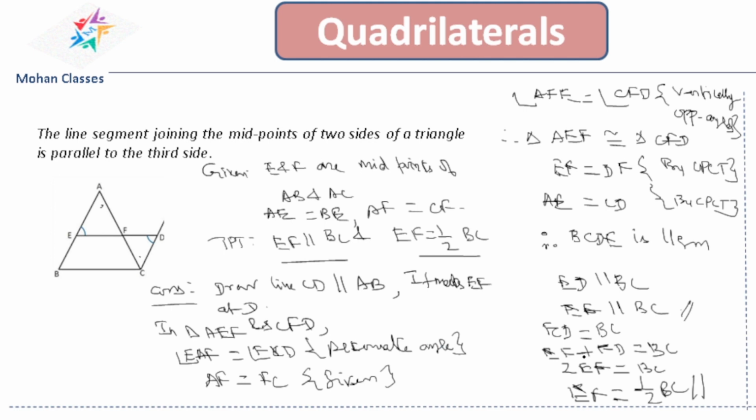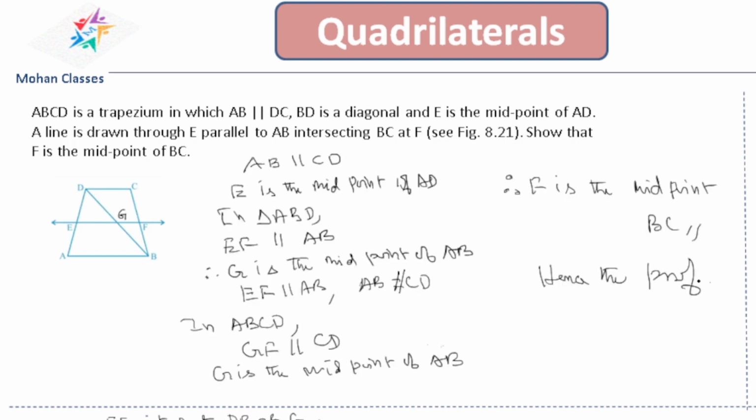Clear? The converse also we can do the same thing. Suppose if EF parallel to BC, we have to prove E and F are the midpoints of what? AB and CD. That is the converse. The same only we have to prove. Let us move to the last one.